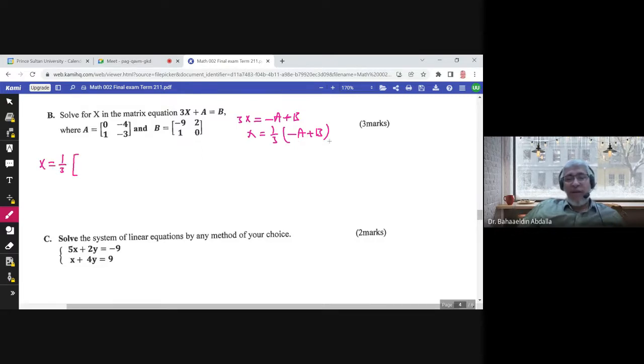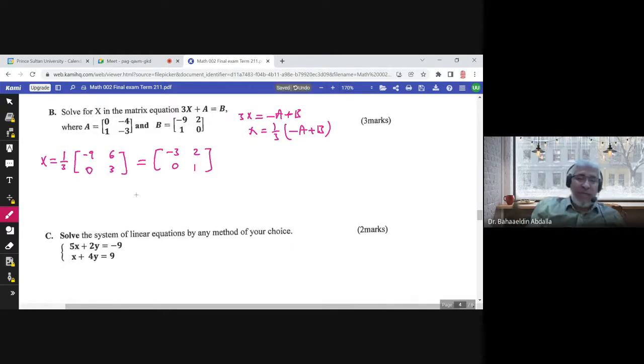So I multiply each number in A by negative 1 and add it to B. 0 plus negative 9, that's negative 9. Minus 4 plus 2, that's negative 2 in magnitude... 4 plus 2, that's 6. Minus 1 plus 1, that's 0. Minus 3 plus 0, that's 3. So this is in fact negative A plus B. If I multiply by 1 over 3, then negative 9 over 3 is negative 3, 6 over 3 is 2, 0, 1. So this is the matrix X.